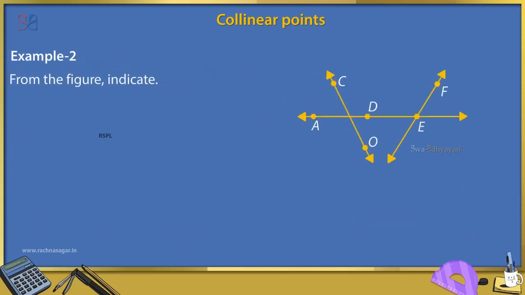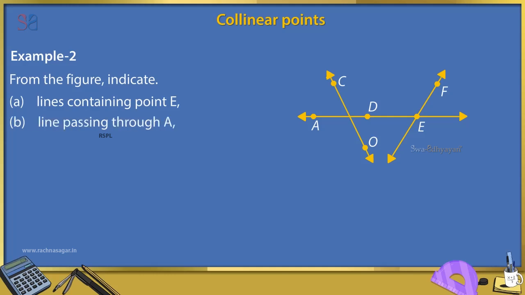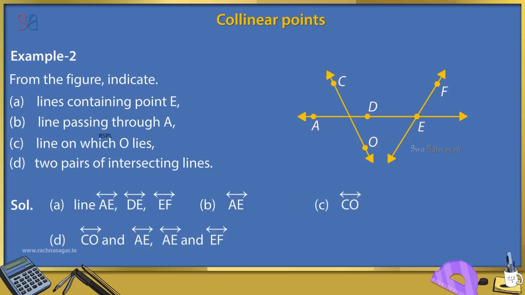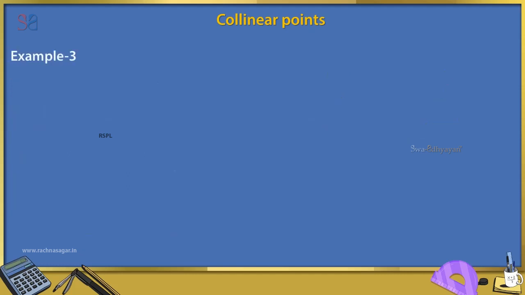Example 2. From the figure, indicate: A. Lines containing point E. B. Line passing through A. C. Line on which O lies. D. Two pairs of intersecting lines. Solution: A. Line AE and EF. B. Line AE. C. Line CO. D. Line CO and AE; line AE and EF.